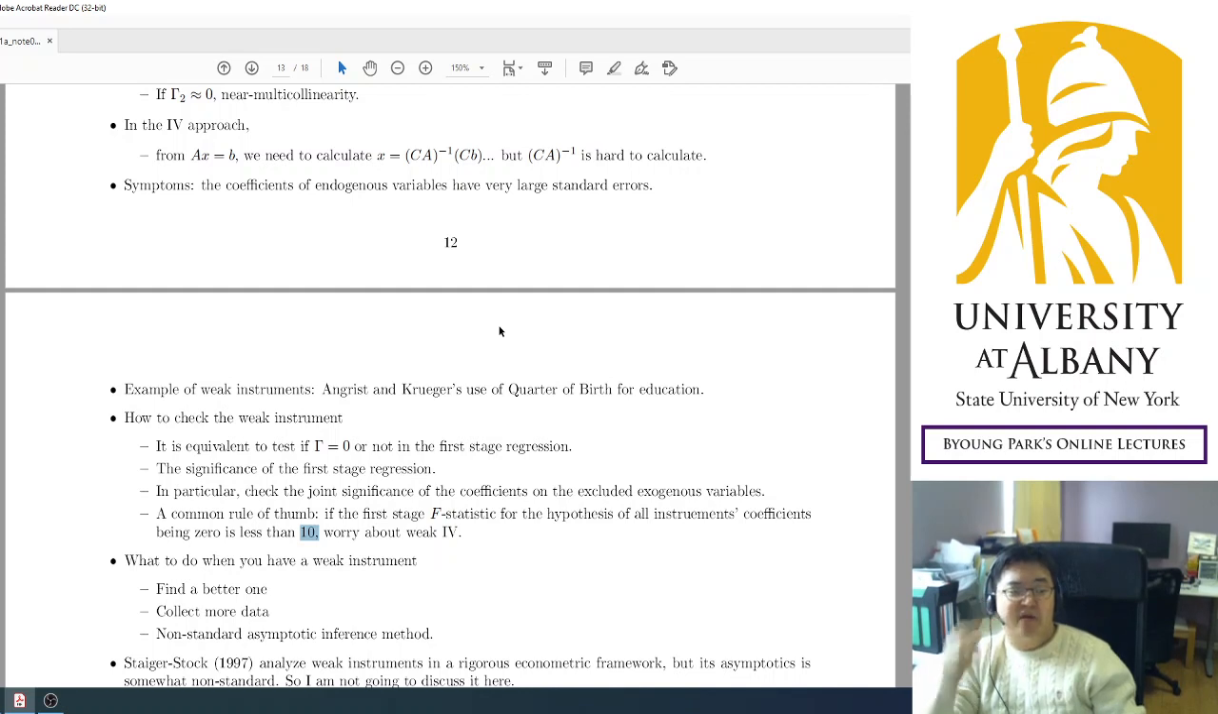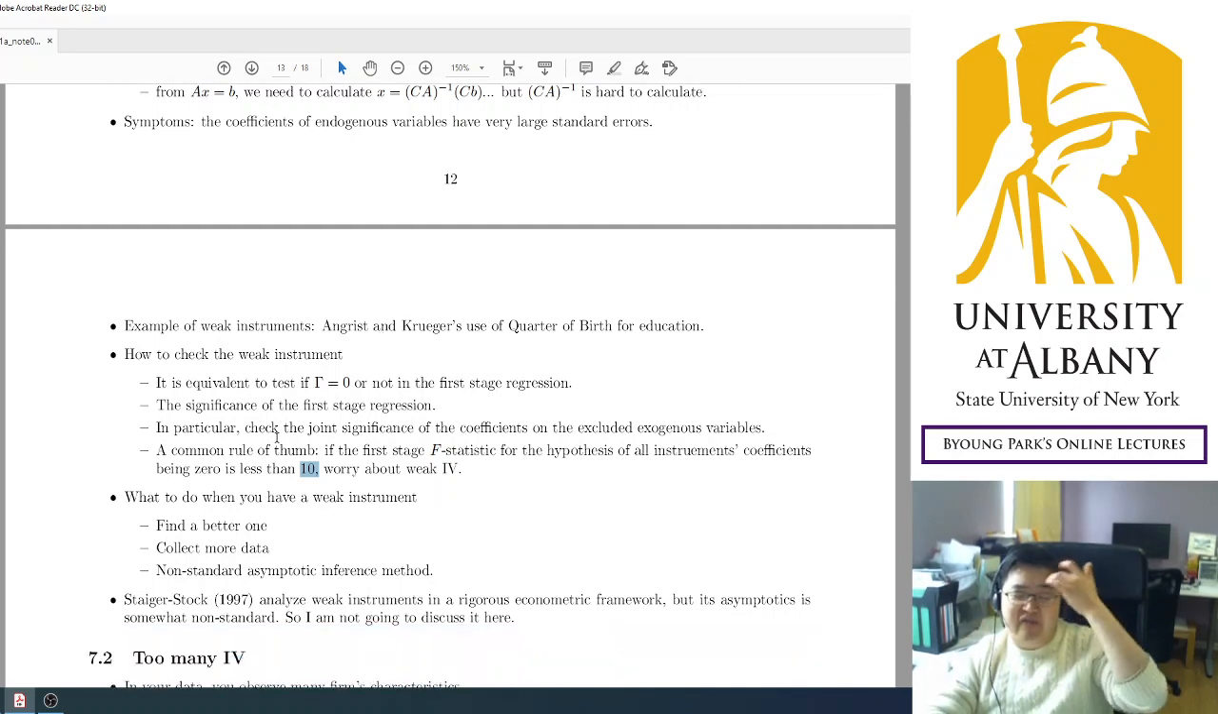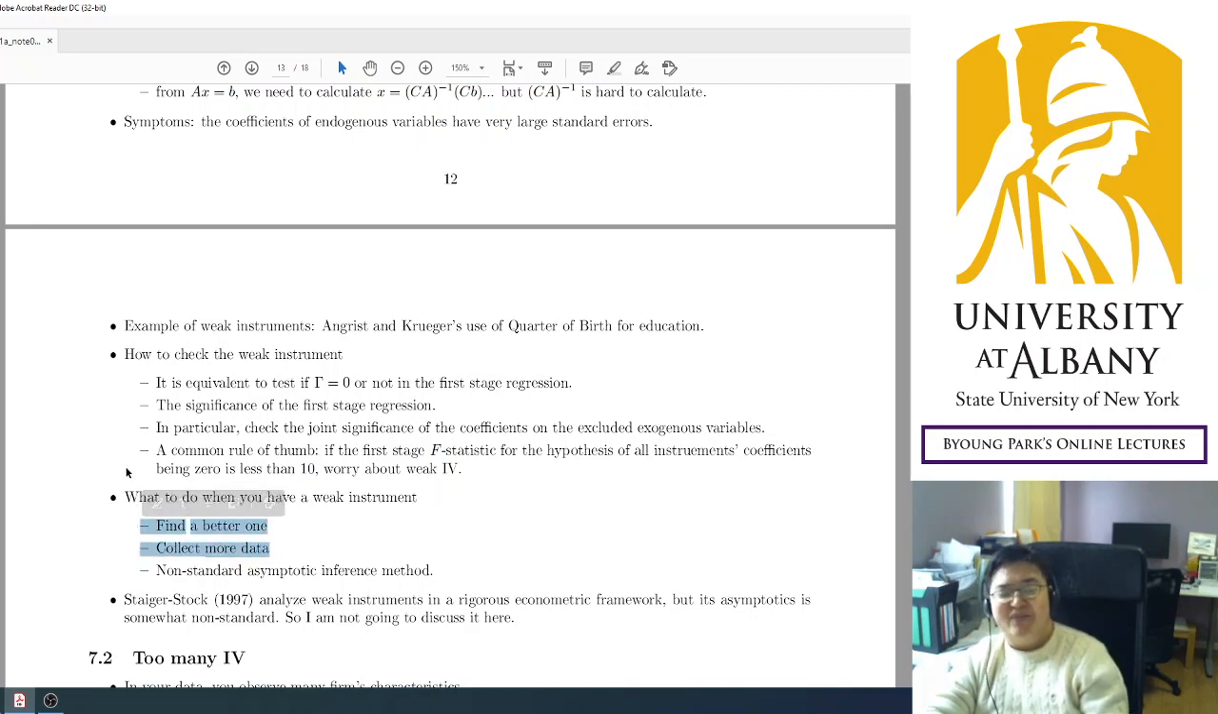Then when you find a weak instrument problem in your data, what can you do? Nothing. There is simply nothing you can do. Of course, you may want to find a better instrument or collect more data, but both of these are usually not possible. You cannot make your own data. So these two are not options.